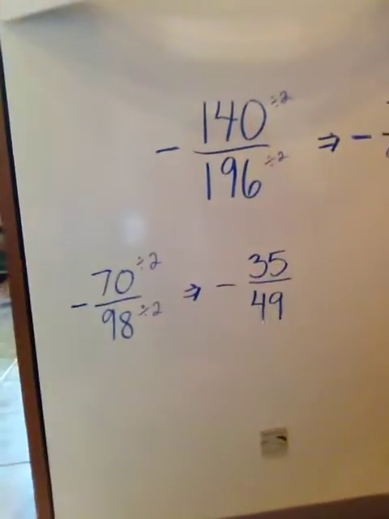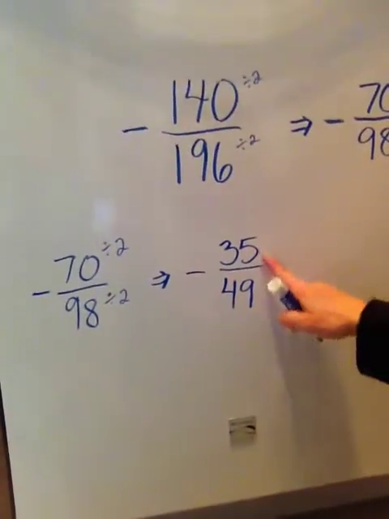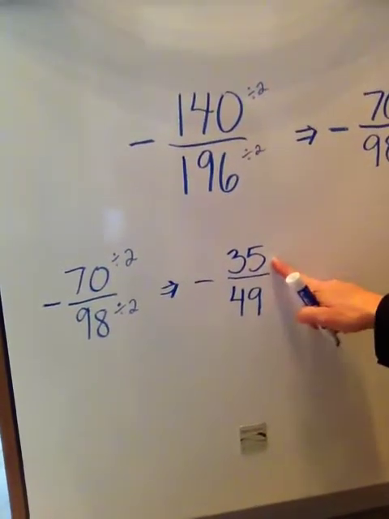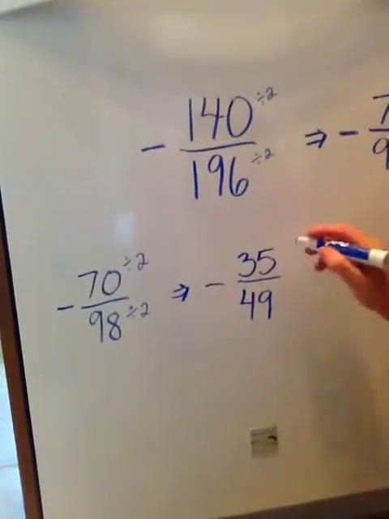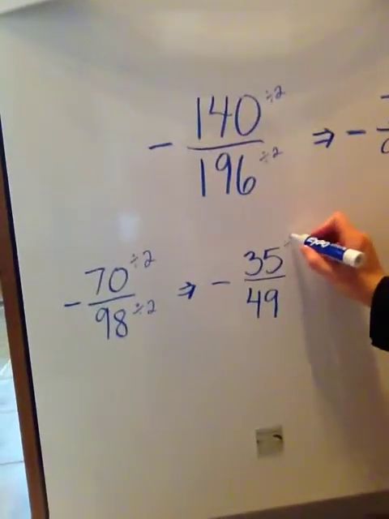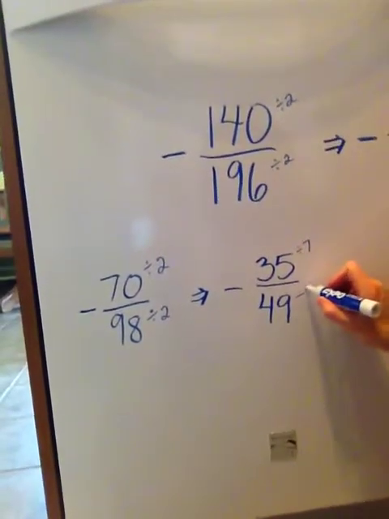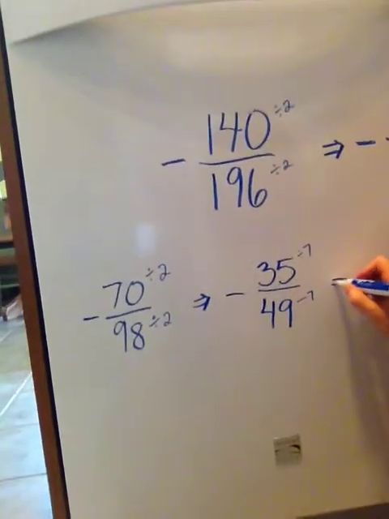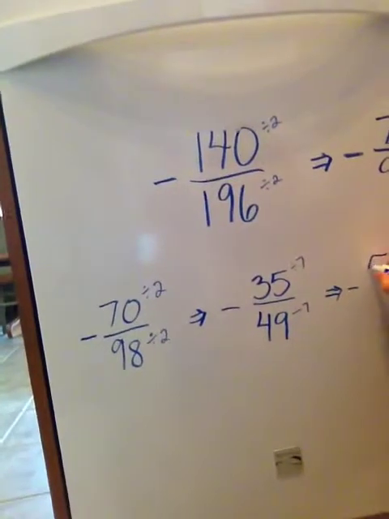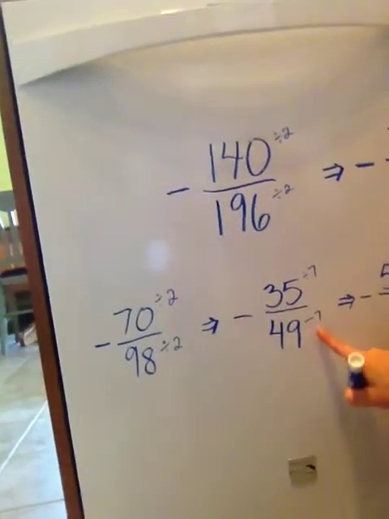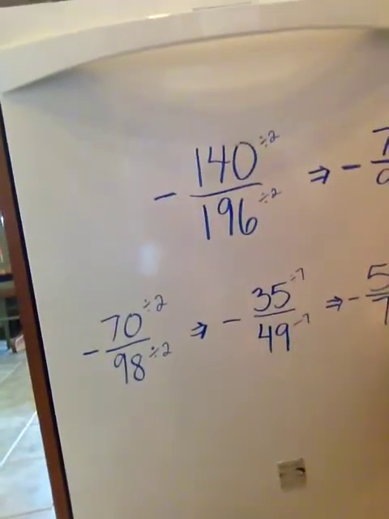And then I stop and I look at my numbers, 35 and 49. Is there anything that will go into 35 that will also go into 49? I know that 7 will, so I'm going to divide both of them by 7. That takes me to 35 divided by 7 is 5, and 49 divided by 7 is 7.